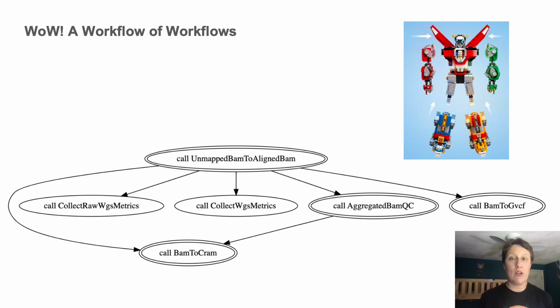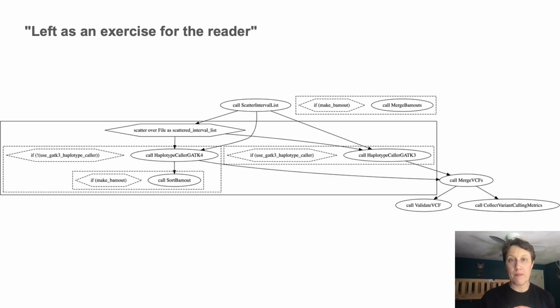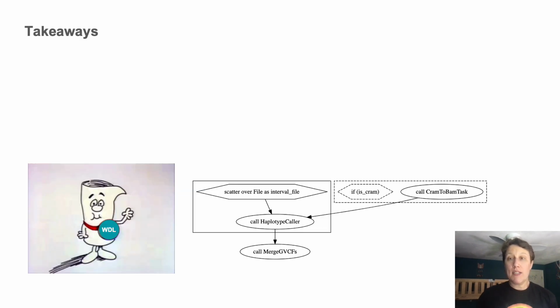So this is what it looks like when you run WOM tool graph on the top level workflow. And you see the double walled ovals. Those represent calls to sub-workflows, while single walled ovals are still regular calls to tasks. And this is what it looks like if you run WOM tool graph on one of the sub-workflows, which is BAM to GVCF. And if you like, you can practice applying the principles you learned just now to this slightly more complex example. And that's all the time I have for today.